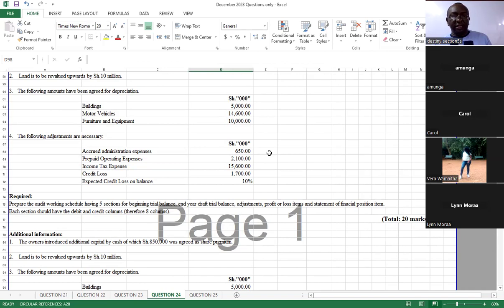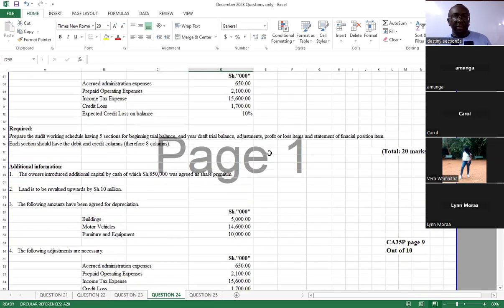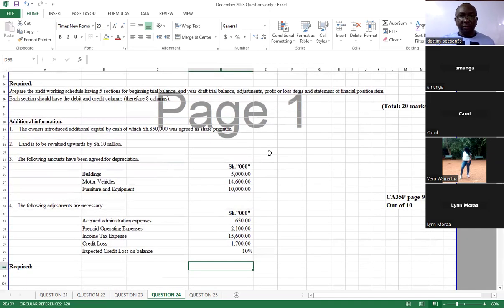The following adjustments are necessary. We have the accrued expenses, the prepaid operating expenses, the income tax, the credit loss expense, the expected credit loss on balance. Required, you prepare an audit working schedule having 5 sections for beginning trial balance, end-year trial balance, adjustments for profit and loss items, and statement of financial position items. Each section should have debit and credit columns. Therefore, you need 8 columns.